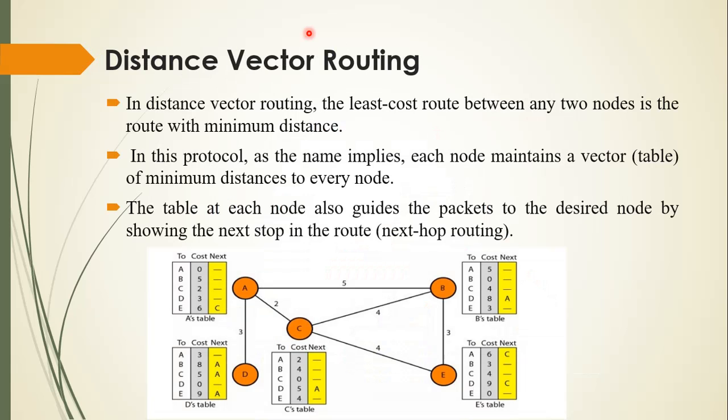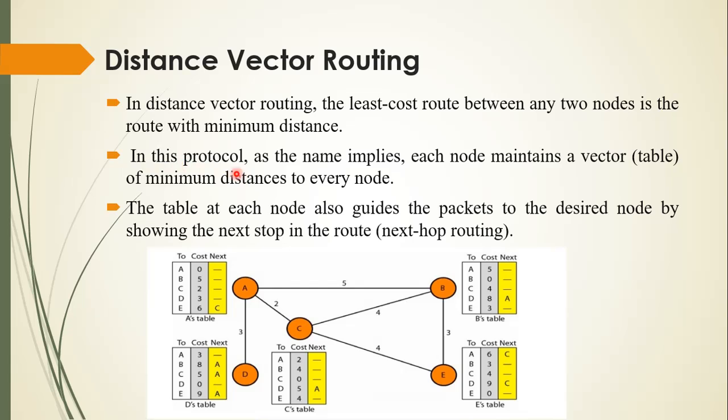What is distance vector routing? In distance vector routing, the least cost route between any two nodes is the route with minimum distance. See in the diagram, we have multiple nodes. One node is a source and one node may be the destination. From that source to the destination we have multiple paths. Distance vector routing selects the least cost route, the route of minimum distance, between the two nodes.